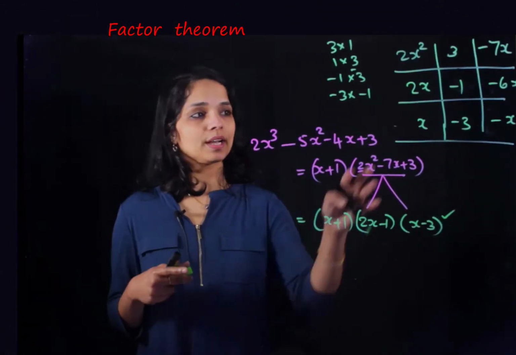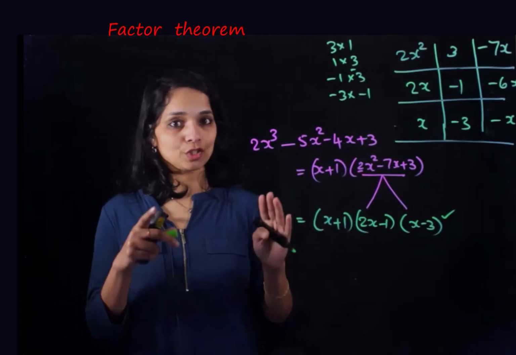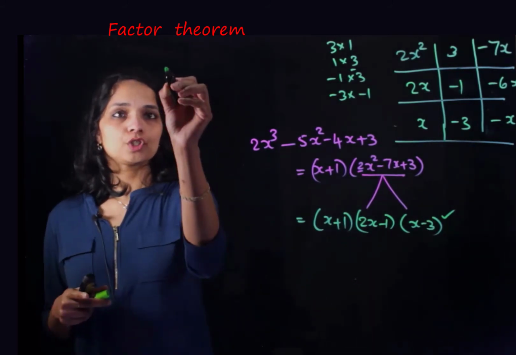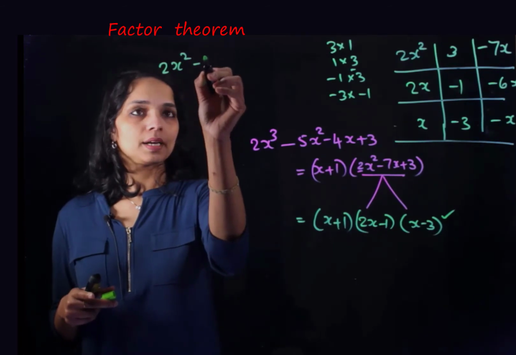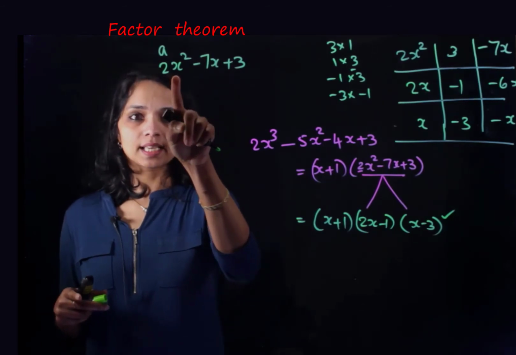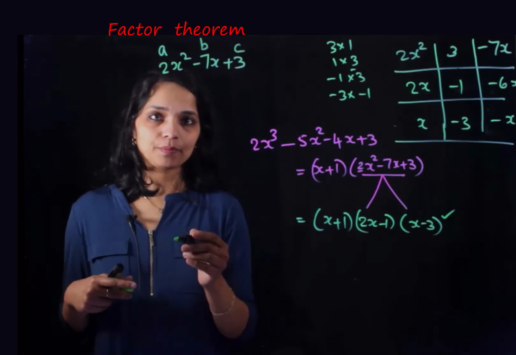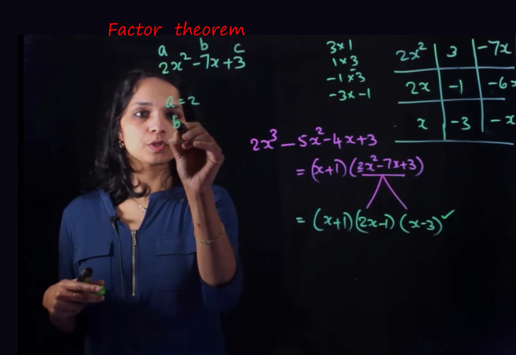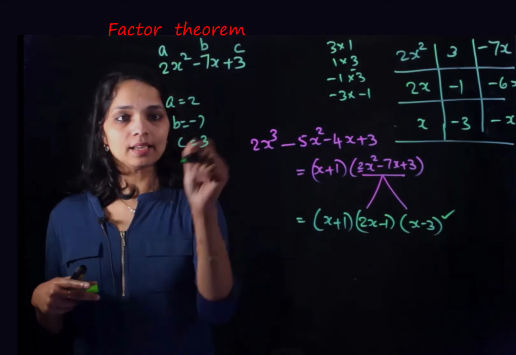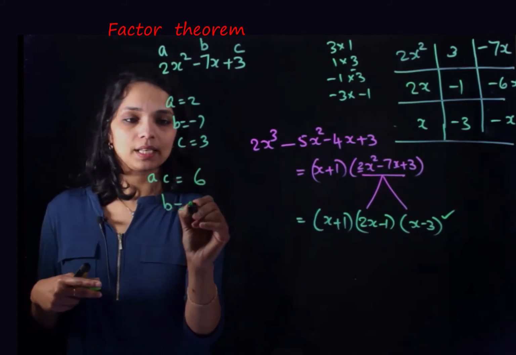There's another method to find the factors of this polynomial, so I'll show that as well, but you don't have to do both. You just stick with one method, whichever is more easy for you. Okay, so in that one, what we're going to do is write 2x squared minus 7x plus 3, and then this coefficient of x squared is a, and coefficient of x is b, constant term is c. Okay, so a is 2, b is minus 7, and c is 3. And now you find a times c, which is 6, and b is minus 7.